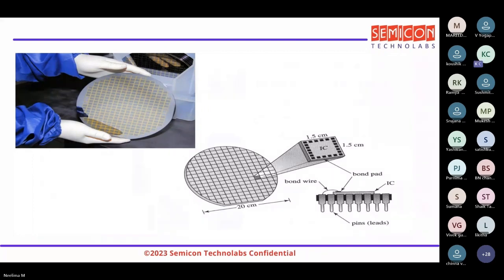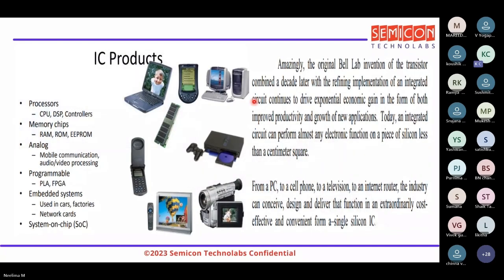Now let's look at different products we are using based on VLSI chips. So everywhere VLSI is there. Processors, it can be central processing unit, digital signal processing, controllers, and then memory chips, RAM, ROM, EEPROM. And then analog, mobile application, audio, video processing, programmable, PLA, FPGA, embedded systems, which are used in cars, factories, network cards, system on chip.